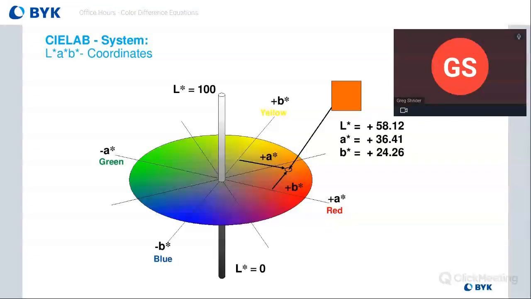Start off with the CIELAB color system, or LAB coordinates as they're fondly referred to. This is a pretty simple Cartesian coordinate system. You start with L and you come up to the lightness level of 58.12, and then you go out in the A direction, in this case 36.41 units, and then up from the B axis 24.26 units, and that's where this orange lives in color space. Pretty simple, and this is a very common color coordinate system used in a lot of different industries today.